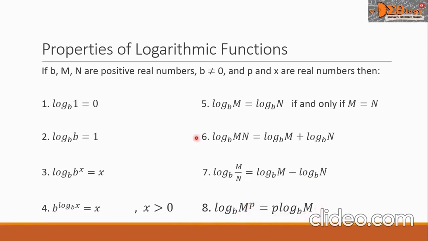Take note of these properties 6, 7, 8, because the logarithm lightens up the respective operations. Look at the product. This is equal to the sum of each factor. For number 7, the division becomes subtraction. And for number 8, the exponent or the power becomes a product in here.